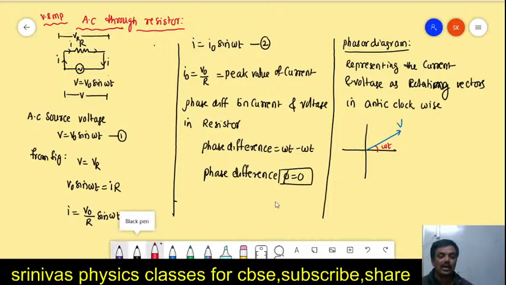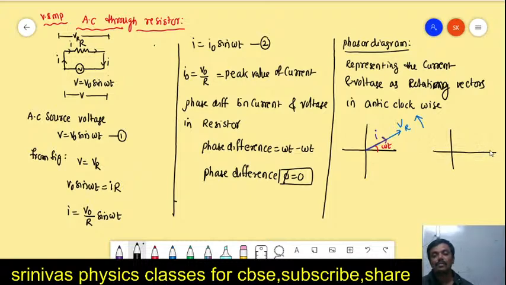What is the current angle? The current angle is also omega t. That means the voltage and current both are along the same direction in the resistor. This is what is called the phasor diagram. They are just indicating the voltage and current as rotating vectors. Otherwise, we can also show it like this: both should be along the same direction, and the angle difference will be 0.